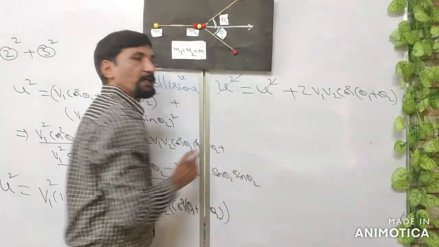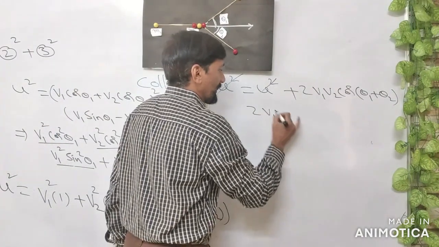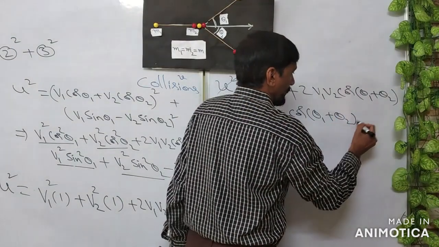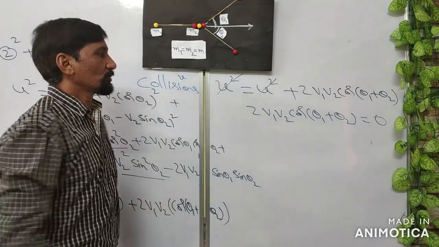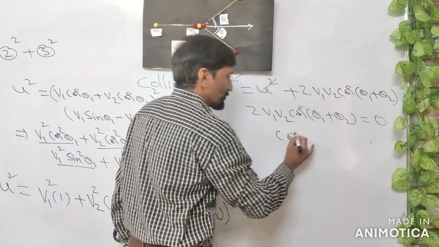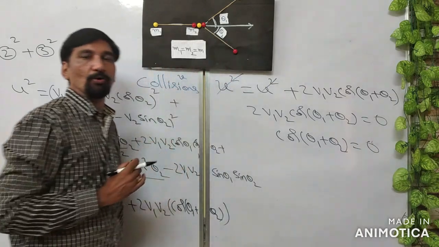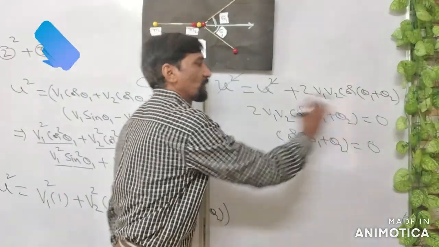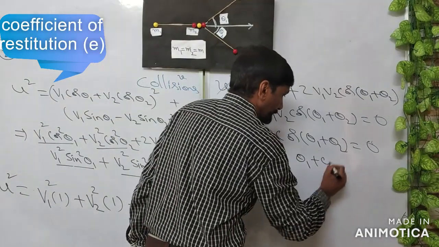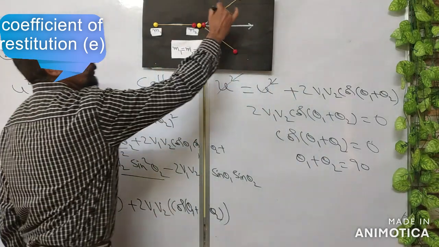So this u square is cancelled by taking it to the left, and 2v1 v2 cos of theta 1 plus theta 2 equals 0. When you send this to the other side, cos of theta 1 plus theta 2 equals 0. You all know when the cos value becomes 0: that is when the angle is 90 degrees. So we can say the sum of these two angles is 90 degrees.